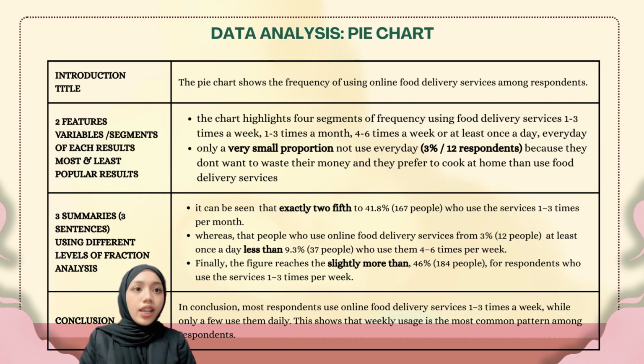It can be seen that exactly 2/5, or 41.8%, which is 167 people, use the services 1 until 3 times per month. Whereas people who use online food delivery services at least once a day are 3%, which is 12 people, less than 9.3%, which is 37 people who use them 4 until 6 times per week. And finally, the figure reaches slightly more than 46%, which is 184 people who use the services 1 until 3 times per week.